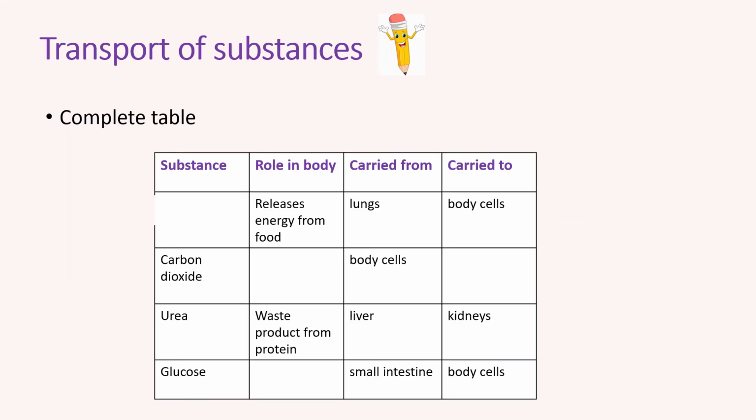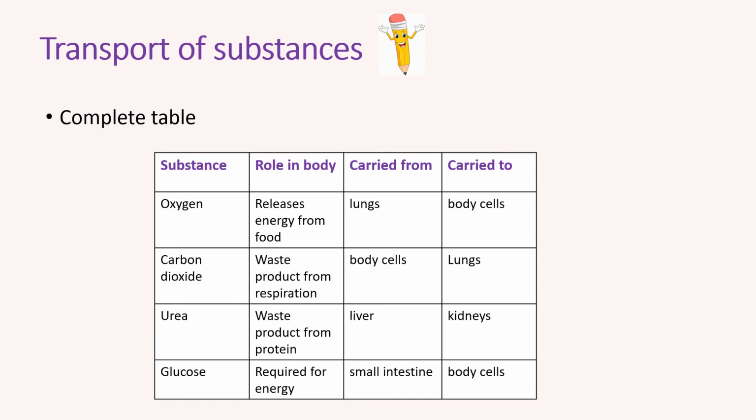You should now be able to pause the video and try to complete the table with the correct answers before I go over it. So the answers would be oxygen releases energy from food and it's carried from the lungs to the body cells. Carbon dioxide's role in the body is as a waste product from respiration and it's carried from body cells to the lungs. And then we've got your urea, which is a waste product from protein and it's carried from your liver to your kidneys. And your glucose, which is required for energy, is carried from the small intestine to body cells. So well done if you managed to get that correct.